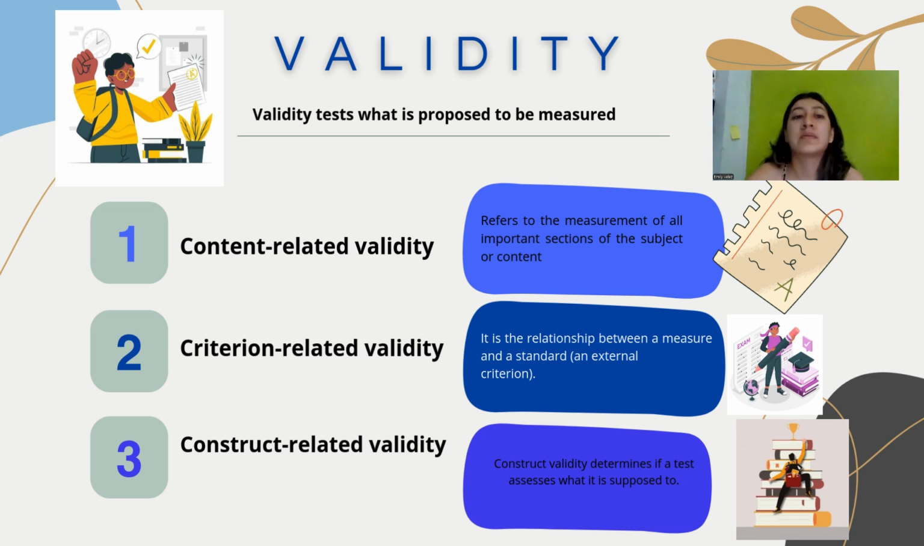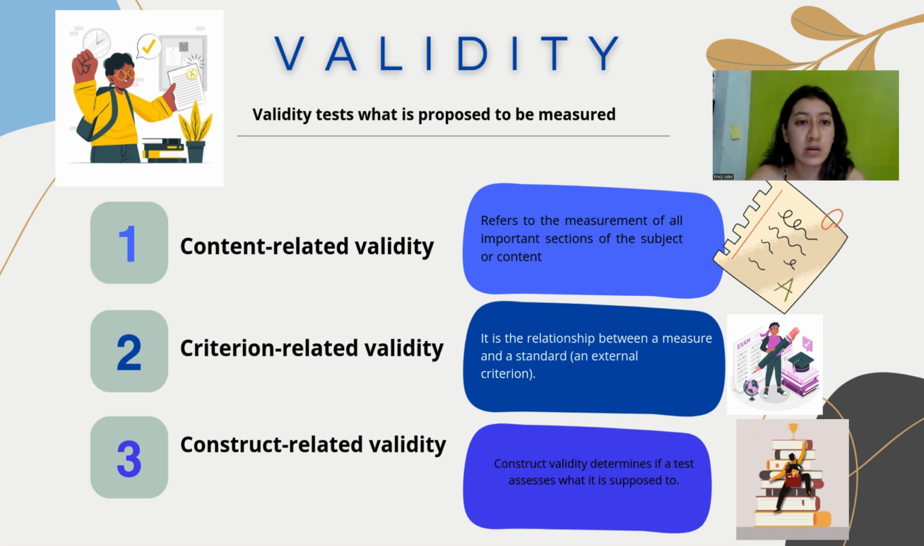Now I'm going to talk about validity. Validity is about what is proposed to be measured. In other words, validity involves measuring what is supposed to be measured. For example, a writing test must evaluate the process of writing sentences and words. The first is content-related validity. Content validity refers to the measurement of all important sections of the subject or content. A test must evaluate most of the content covered in the course.